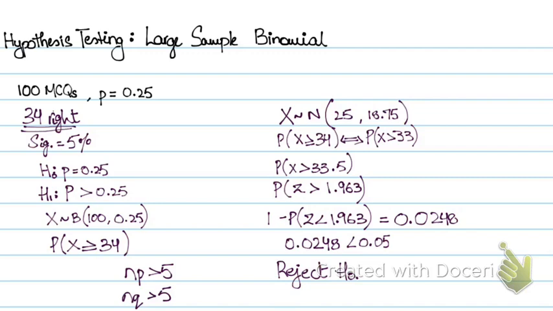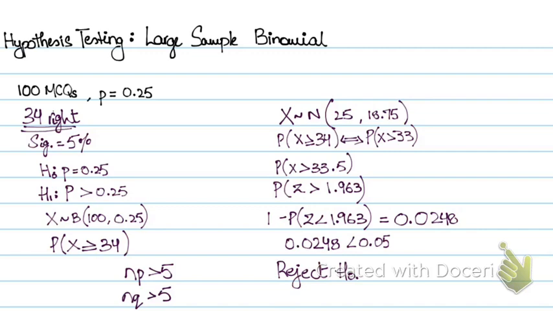So this is how you carry out a hypothesis test for a large sample binomial. You set up the parameters, you set up the binomial, you set up the probability that you need to calculate, then you approximate it to a normal distribution. Why? Because your n is large. N in this case was 100, so we approximated our X to a normal, with mu being 25 and variance being 18.75. Then we did continuity correction because we are moving from a binomial, a discrete distribution, to a continuous distribution.